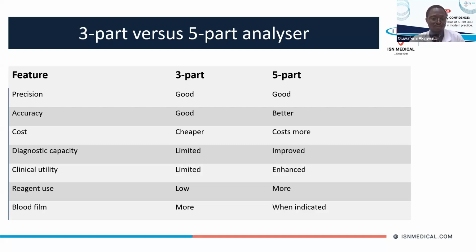And if you have to do blood film, then you require more technical skills and more resources in addition to your three-part and so on and so forth. So if you are using a three-part and many of your patients have complaints, symptoms and signs, you will be having a lot of abnormality, especially with your mid components of the three-part analyzer, and that will call for more peripheral blood film analysis.